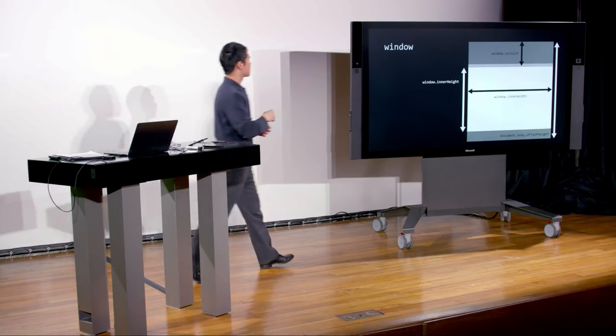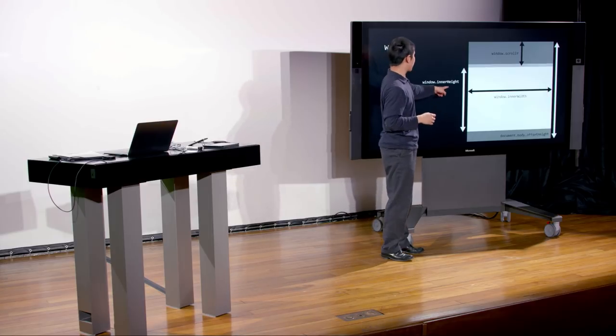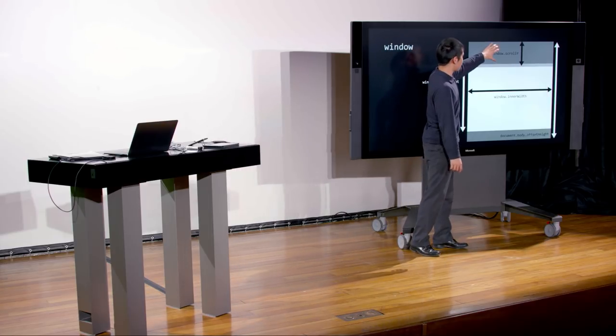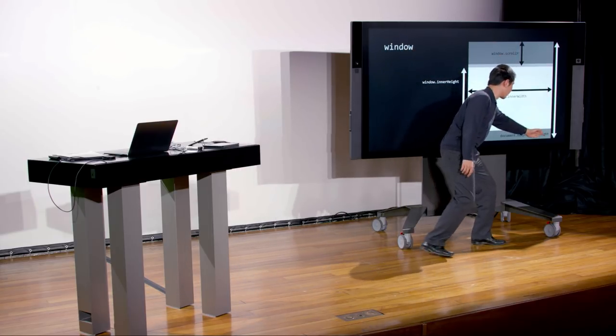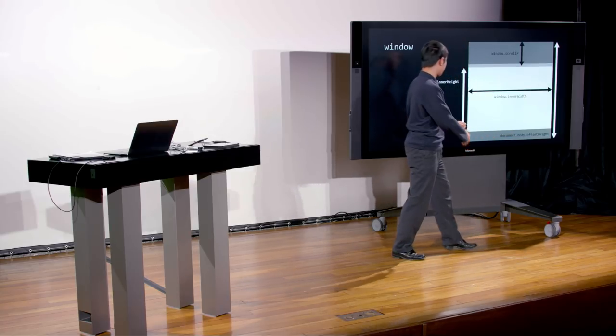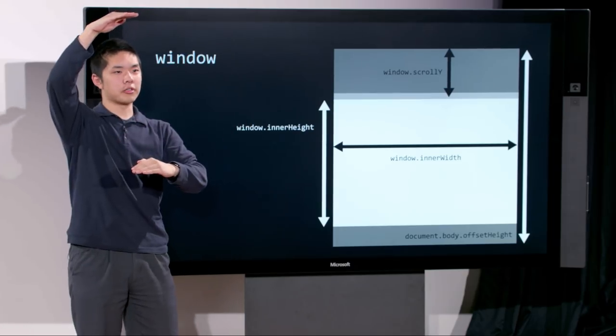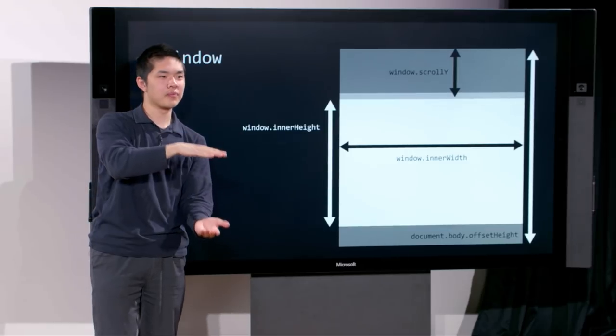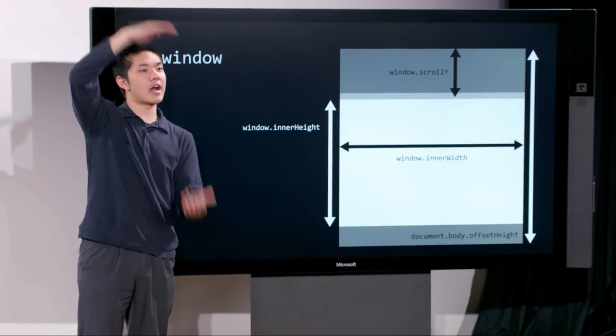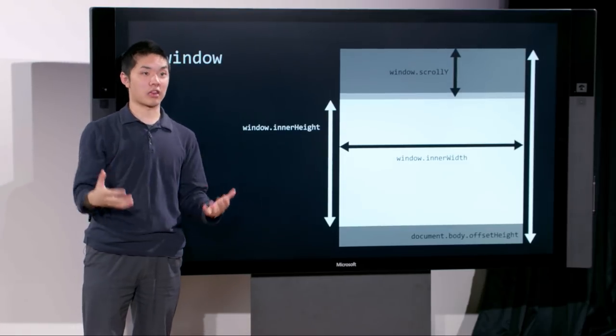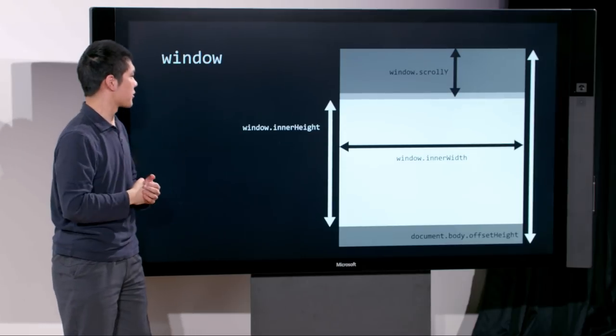Yeah, exactly. So if the inner height, the window.innerHeight plus window.scrollY, were equal to the offset height of the body. In other words, if the amount that I've scrolled plus however tall the window is the same as the height of this entire document, then presumably I must have scrolled to the bottom. So that's an excellent intuition, and that's correct.